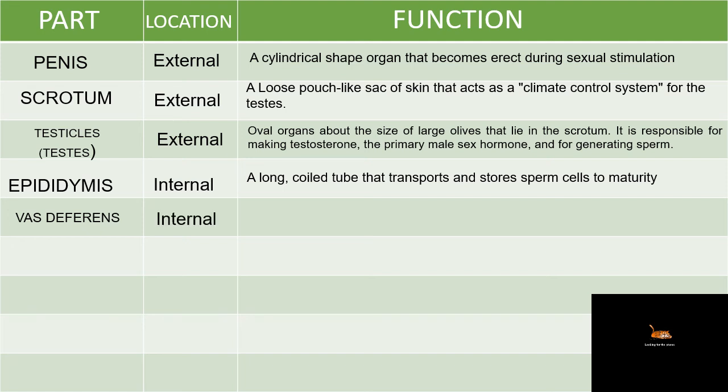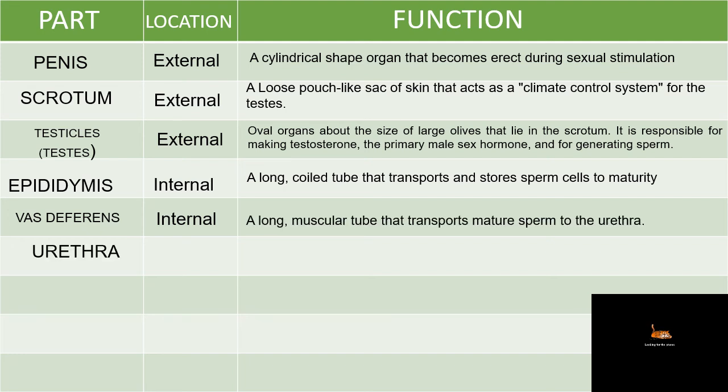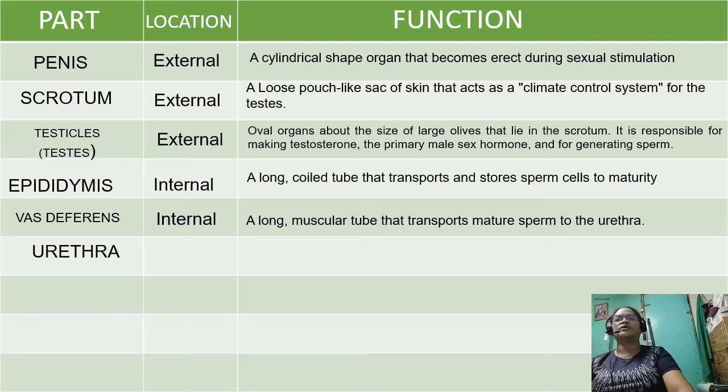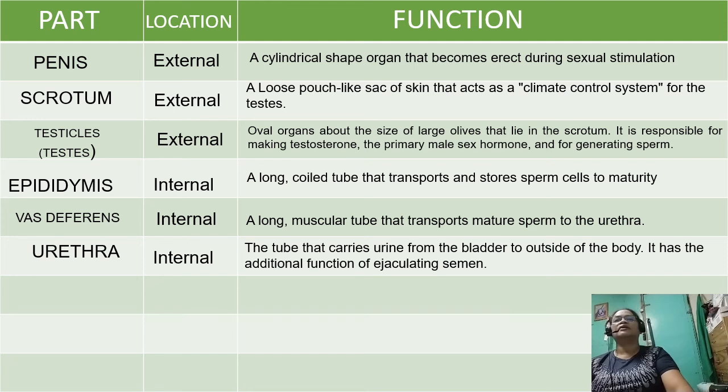Then you have your vas deferens. This is a long muscular tube that transports mature sperm to the urethra. The urethra in turn is the passageway of urine from the bladder, and it has an additional function of ejaculating semen.